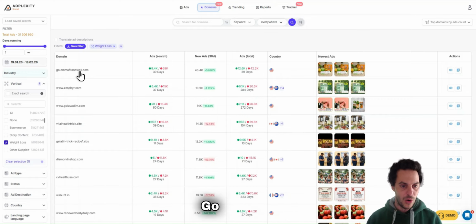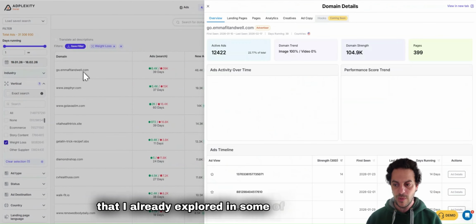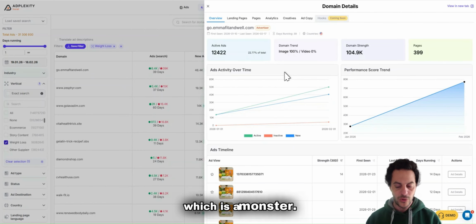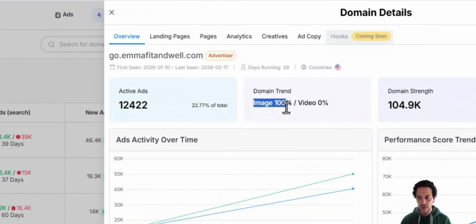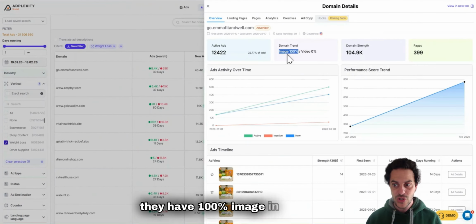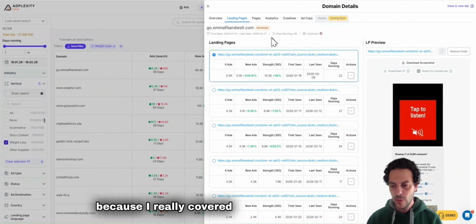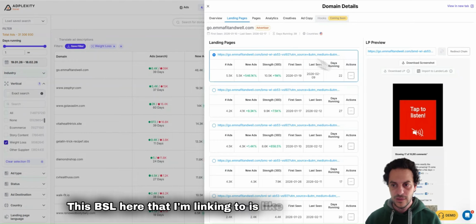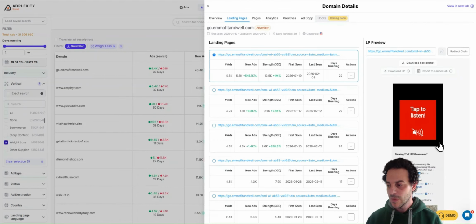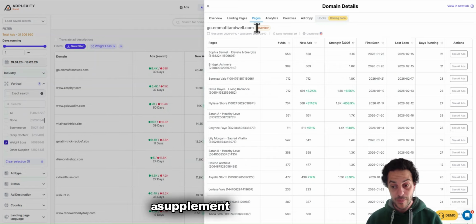So for example, GoEmmaFit and Well is a VSL funnel that I already explored in some of my other videos, which is a monster. These guys have a lot of activity. And as you can see, they have 100% image in this case, which is a lot. I'm going to go quickly on this one because I really covered it in another of my videos. This VSL here that I'm linking to is like 10 or 15 minutes long. And you cannot skip it, and then it lands on a supplement that you can see.